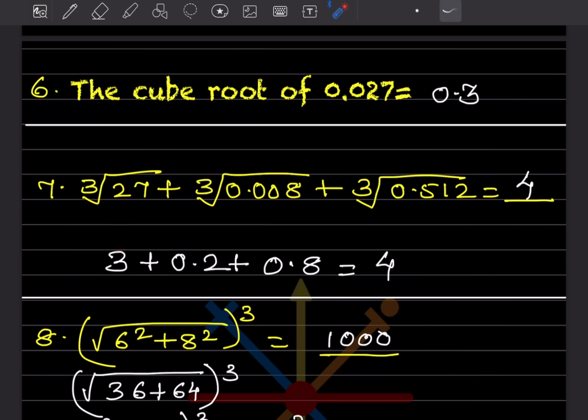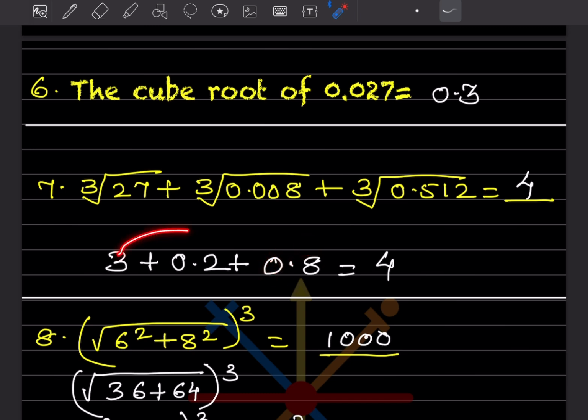Cube root, we will just consider the number 8, which is 2 into 2 into 2. So we'll write here 2, but then we'll think about the decimal: after the decimal there are 3 numbers, so we'll consider just one number. After that we are going to put a point and 0. For 512, that is 8 into 8 into 8, that is 512, so we are going to write this 8. Again, after the decimal there are 3 numbers, so we are just going to consider only one number, that is 0.8.